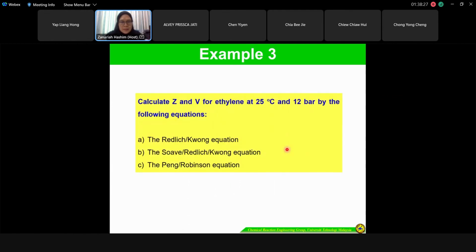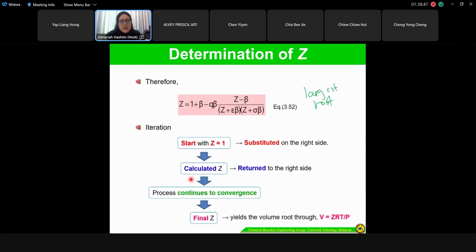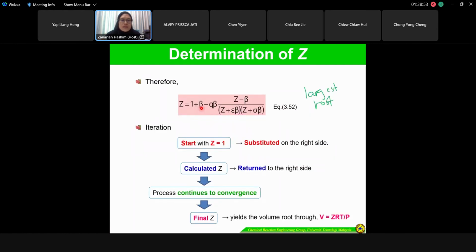Alright, example. Actually, the equations you need to remember, and by remember I don't mean memorize, but you must know that this is the equation you need to use: Equation 3.56 for the liquid root, and 3.52 for the vapor root.